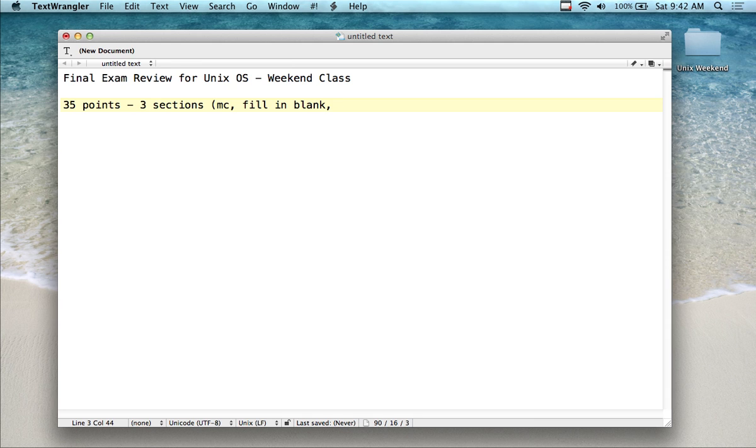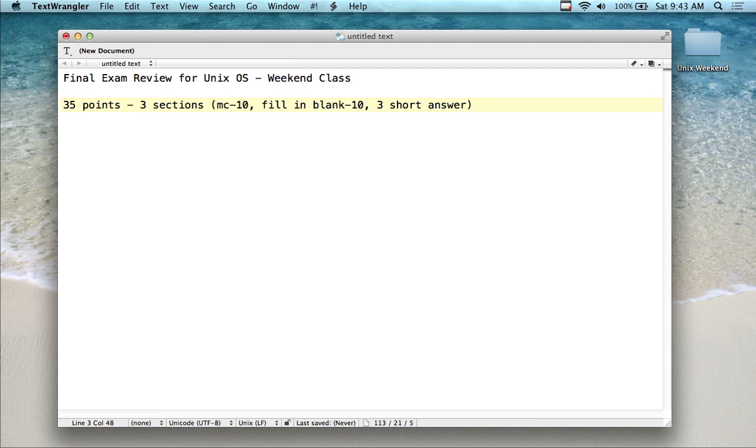And then we have 3 short answer questions. What do I mean by short answer? You actually have to write a couple paragraphs of information. So let me just make sure that we have 10 multiple choice questions. Multiple choice, we have 10 questions there. We have 10 fill in the blank. And then 3 short answer.